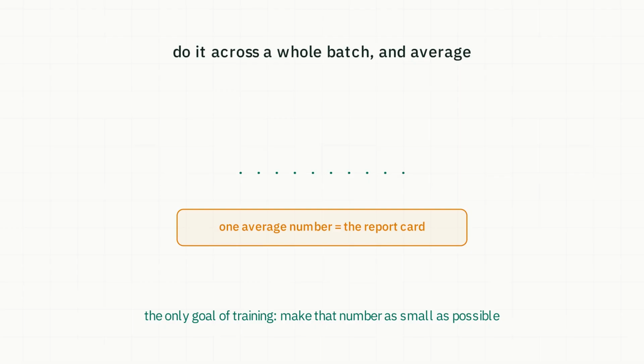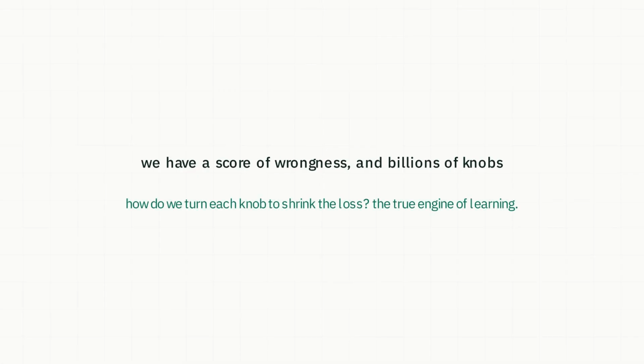Everything now hinges on one question. Given that we have a number telling us how wrong we are, how do we actually change the model to become less wrong? We have a score of wrongness and billions of numbers inside the model that produced it. Somewhere in those billions of knobs is the reason the guess was off. The next step is the true engine of learning. Figuring out how to turn every one of those knobs, just slightly, in the direction that shrinks the loss.